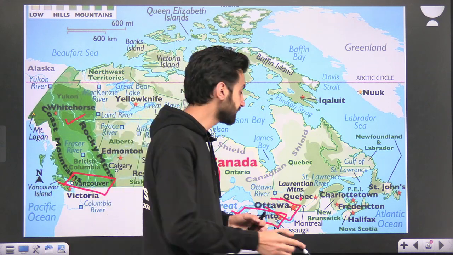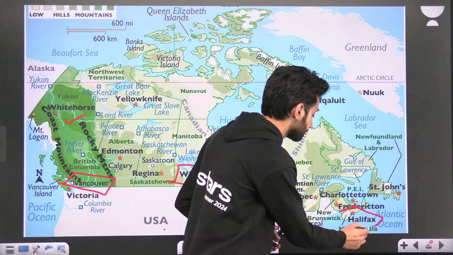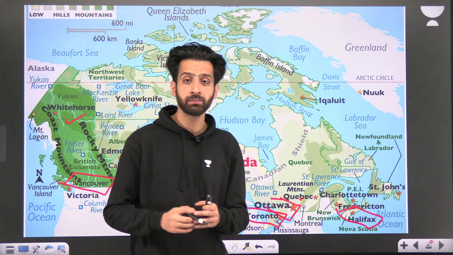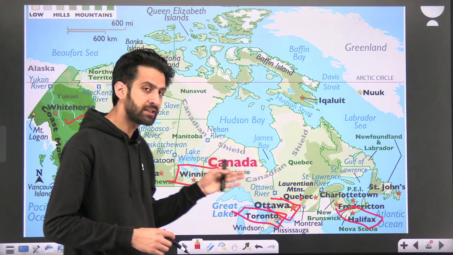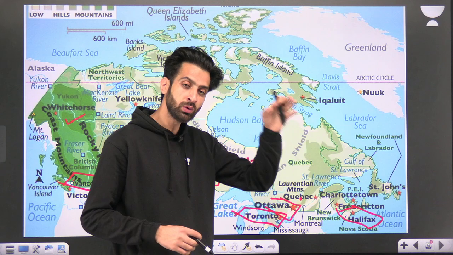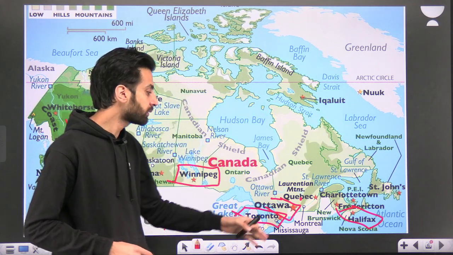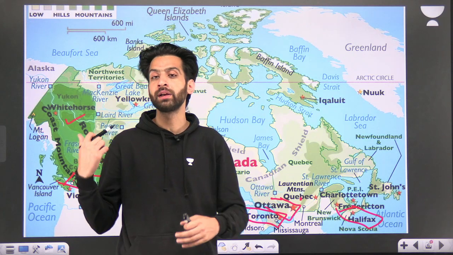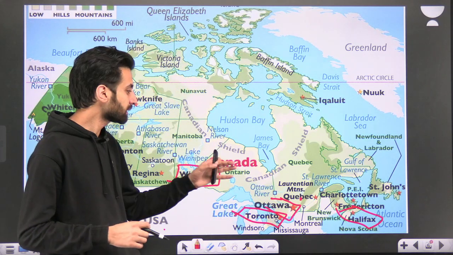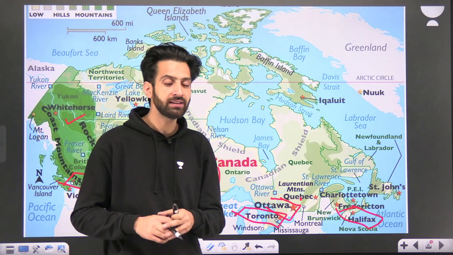And then we have some important places, that is Halifax. Halifax is a place that the Trans-Canadian Railway goes up to in the east. So the Trans-Canadian Railway will start from Halifax in the east and go up to Vancouver in the west. So these are some of the very important places that are located in Canada.